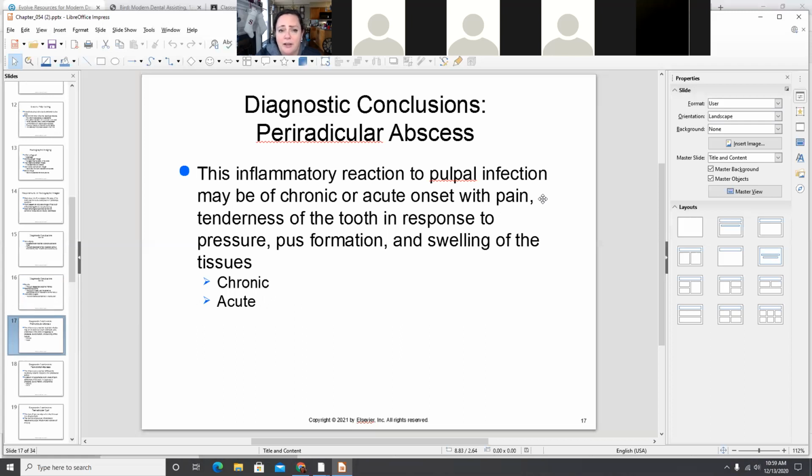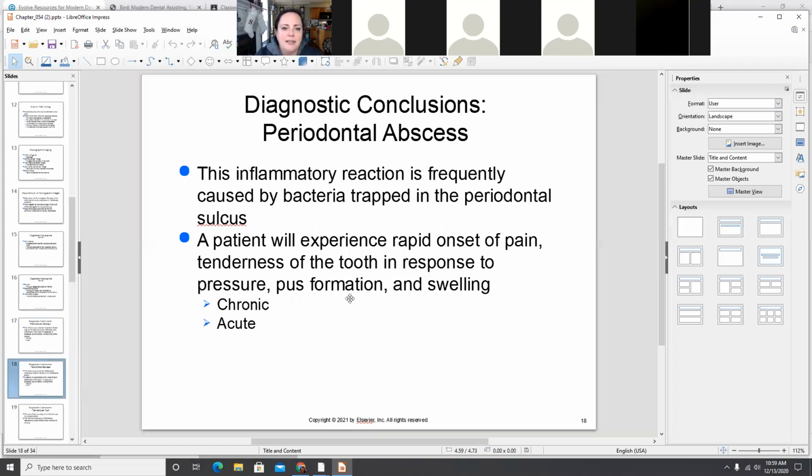We've talked about chronic and acute. Acute means strong and right away. Chronic is over time. Tenderness of the tooth in response to pressure, pus formation and swelling of tissues. So again, chronic means a little bit over time. Acute means a lot right away, okay? This inflammatory reaction is frequently caused by bacteria trapped in the periodontal sulcus. We discussed the periodontal sulcus earlier. What is it? We discussed it when we were talking about retraction cord, remember?